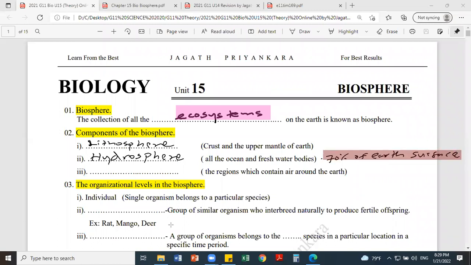Hydrosphere. That means 70%, right? Then the next one, all the regions which contain air around the earth, we call it atmosphere. So therefore, the biosphere can be divided into 3 main parts: lithosphere, hydrosphere and atmosphere. Please copy down these 3.